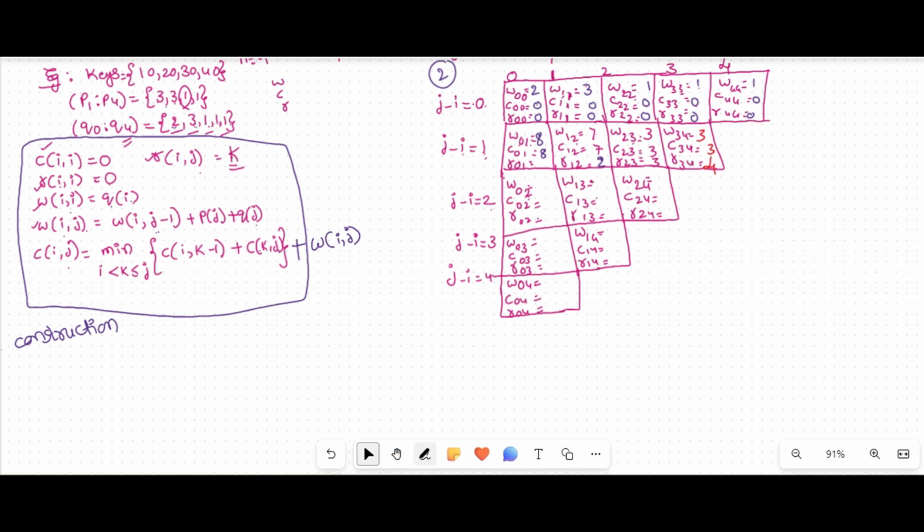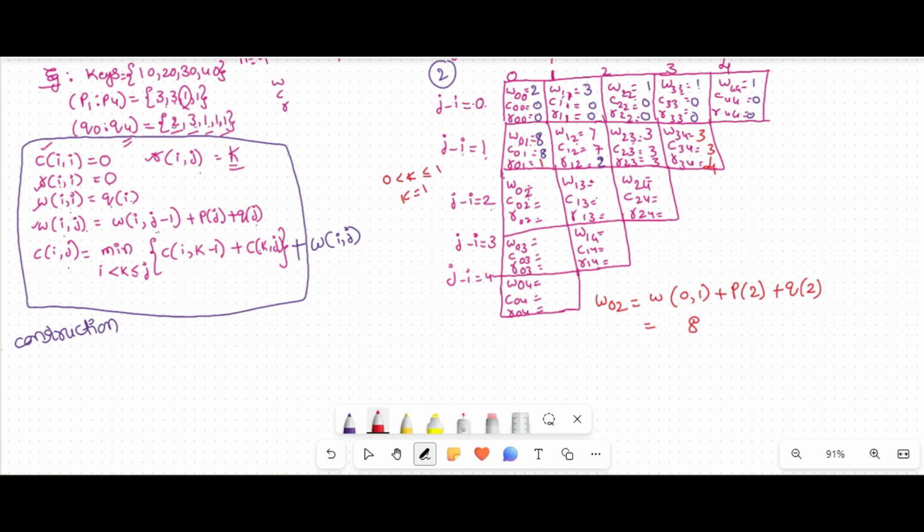Right. Now W02 equal to W01 plus P of 2 plus Q of 2. W01 here it is 8. R01 here we have not written. If you forget this one, so here what we will write? 0 less than k less than or equal to 1. K value is 1. So R01 is 1.